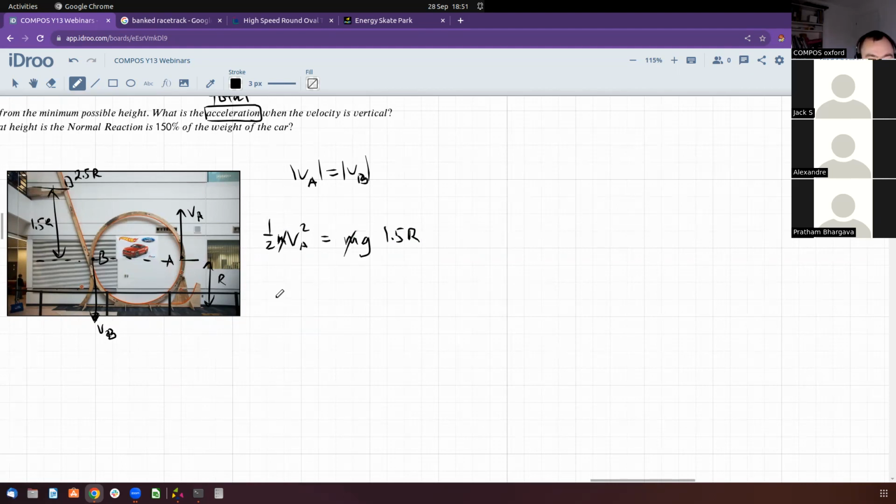M cancels, and we have v_A equal to the square root of 3gr. And that's equal to v_B as well. v_B equals v_A. Good.